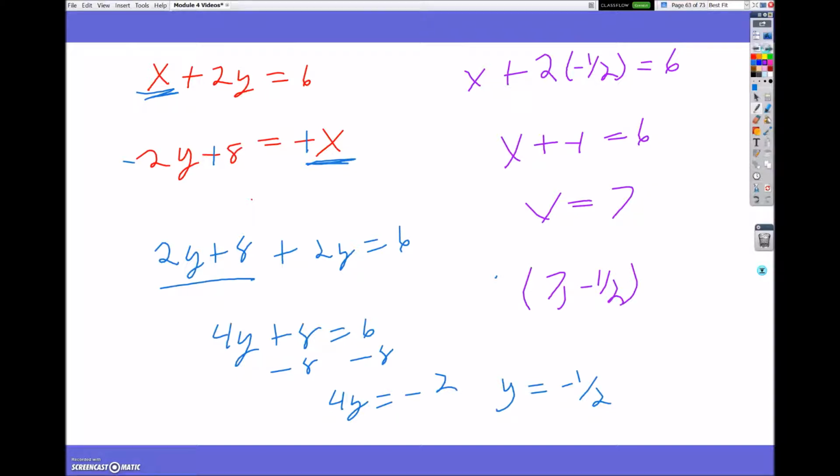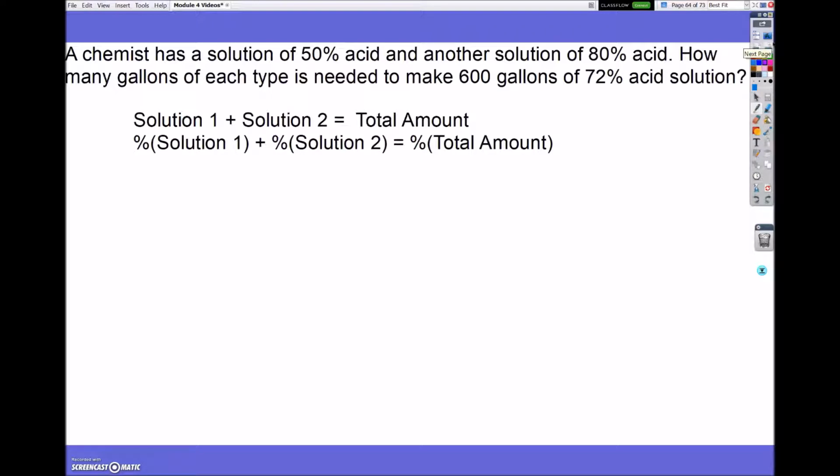All right, so let's go ahead and look at this word problem. I put this one on there because we're going to have these over and over, and they're a little tricky, so I want to make sure we know how to do it. So just as a reminder, it's always solution 1 plus solution 2 equals total amount. So on this one, it says a chemist is using 50% acid and 80% acid, and you have to make a solution of 72% acid. So it's basically saying, oh, and I need 600 gallons of it. So it's saying if I take the 50% acid and I add it to the 80% acid, I'm going to have a total of 600 gallons.